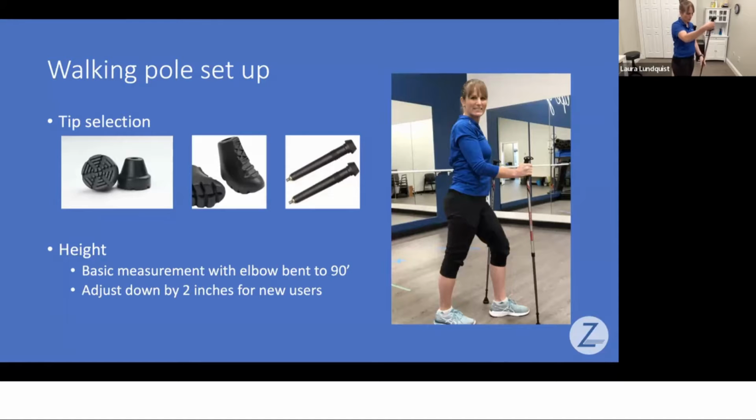If I was just getting going with poles, sometimes it's helpful to be one notch lower, just so that the pole isn't quite as long and it's not as much pole to manage, so to speak. So those are really the two considerations for setup. They're quite straightforward to set up, which is one of the reasons that I love them.